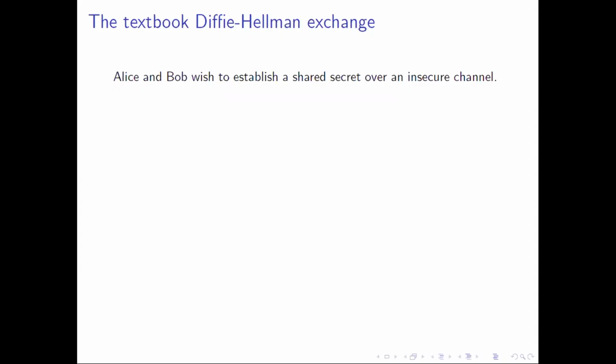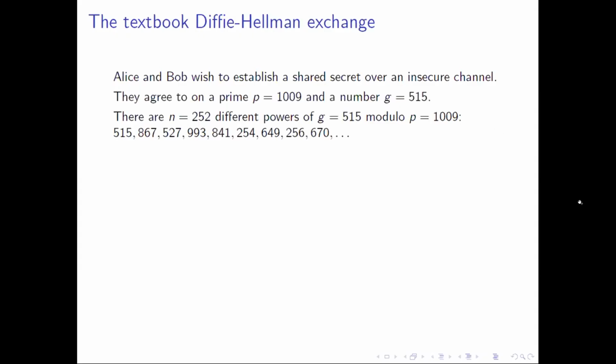The Diffie-Hellman exchange, at least in this textbook version, is about Alice and Bob. Alice and Bob wish to share some secrets over an insecure channel. The way they can do it is that they agree on a prime number p, say 1009, and they choose some number, 515. If you look at the powers of 515 modulo the prime p, there are altogether 252 different powers.